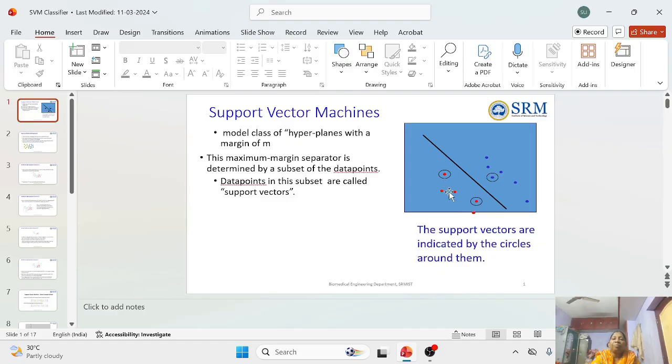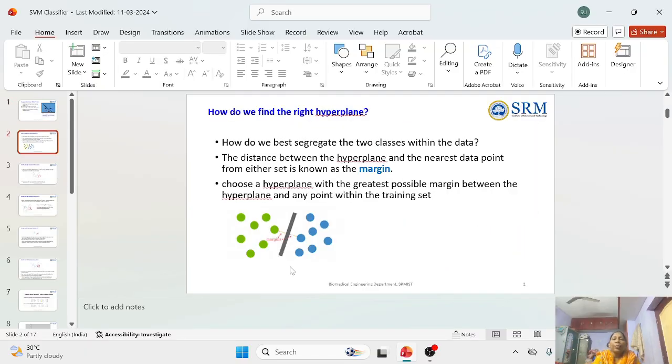Also, in this support vector machine, one thing we have to consider is that there should be a maximum margin between the hyperplane and the data points. You can see that the selected data points have some maximum margin between the hyperplane and the data points. You can see it here. Okay.